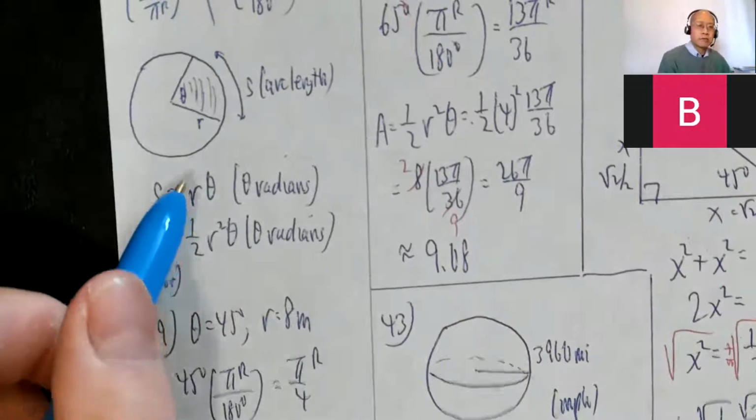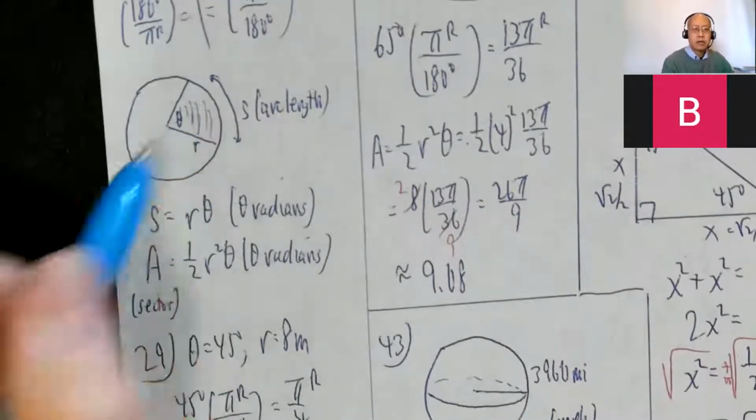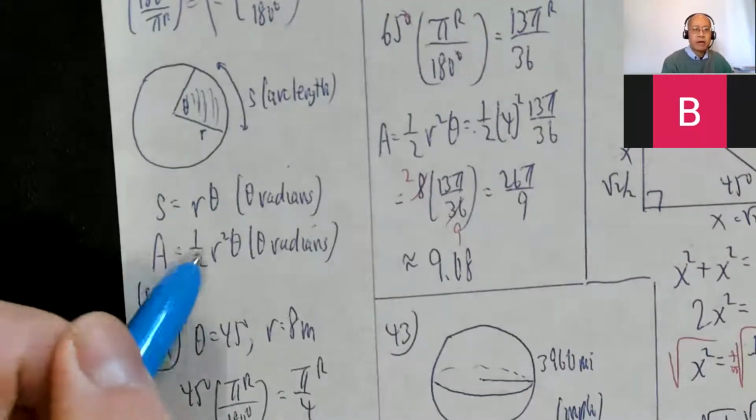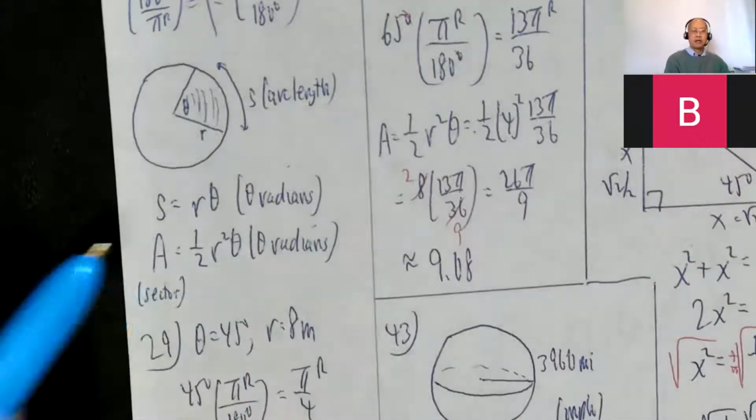All right, so here's a quick summary. Here's the picture. S is r theta, s for arc length. Area is 1/2 r squared theta, with theta in radians.